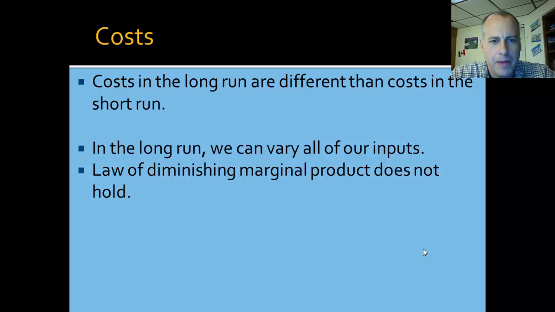In the long run, all of our inputs are variable, so all of our costs are in some sense variable as well. And the other difference between the short run and the long run is that the law of diminishing marginal product does not hold in the long run. If we give our workers more tools, there's no reason to think that it should be necessarily harder for us to squeeze more output out of the last worker.